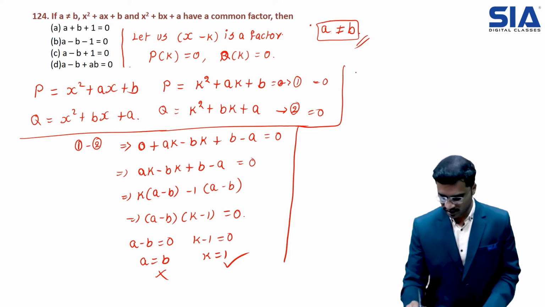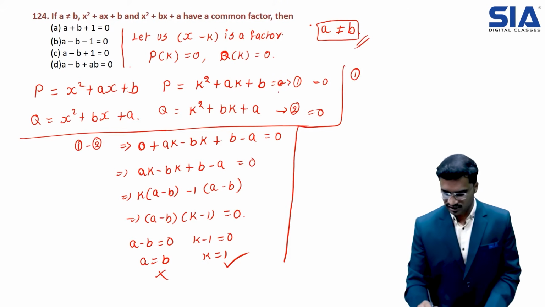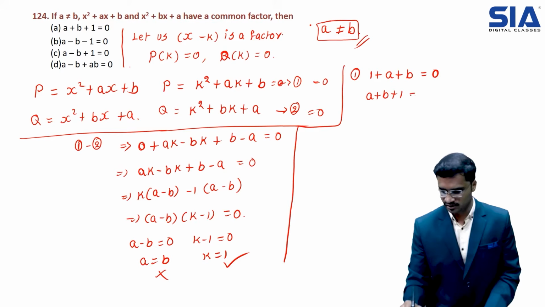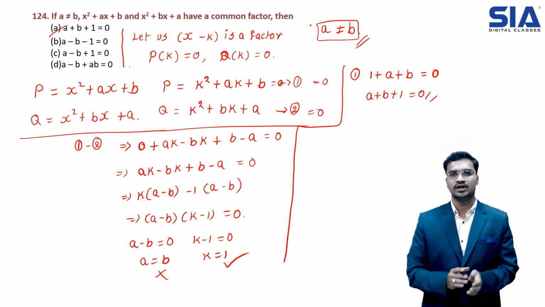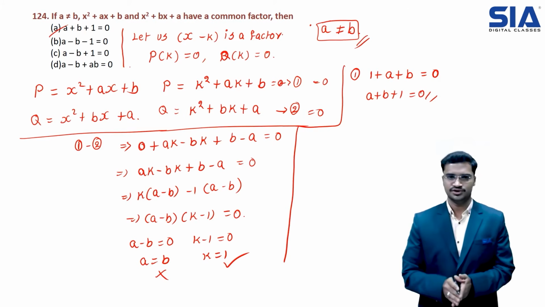Let us substitute it in equation 1. If we substitute this in equation 1, we get 1 plus a plus b is equal to 0, or a plus b plus 1 is equal to 0, which is the first option. So our answer is a plus b plus 1 is equal to 0.